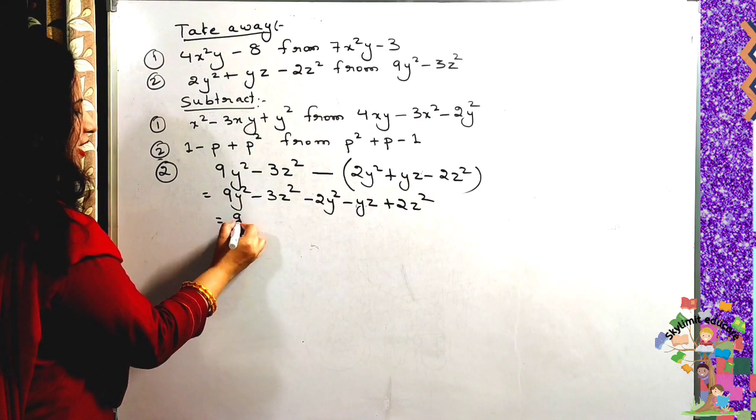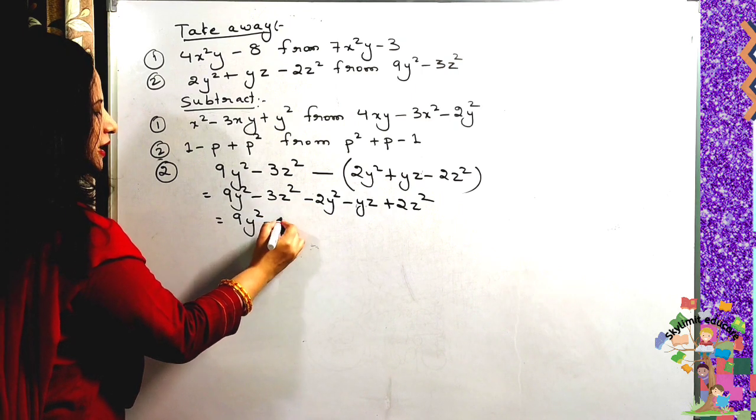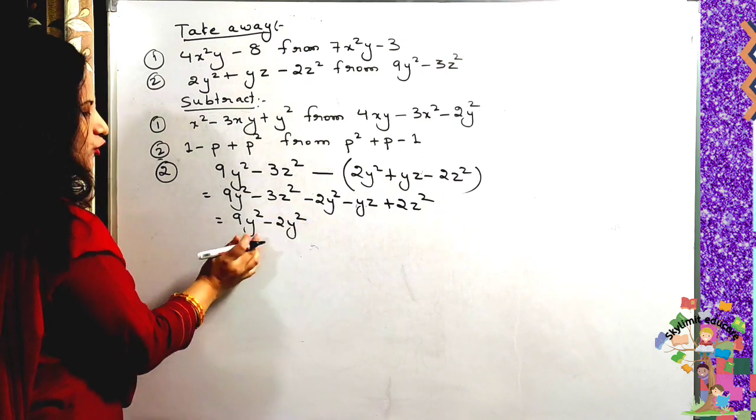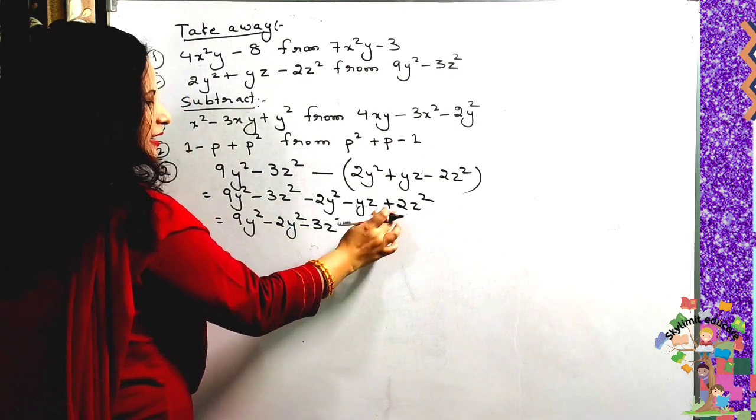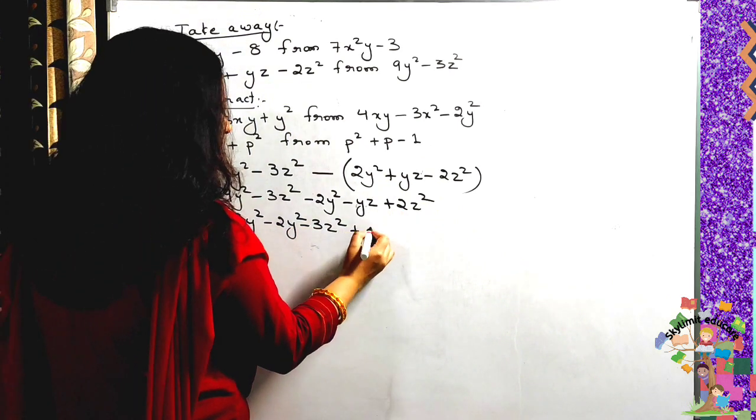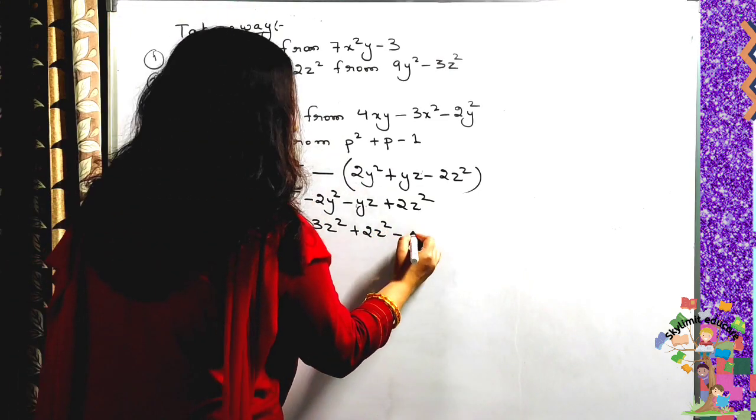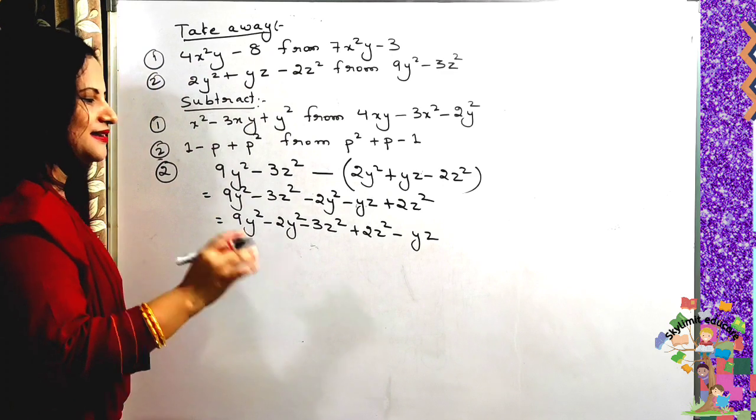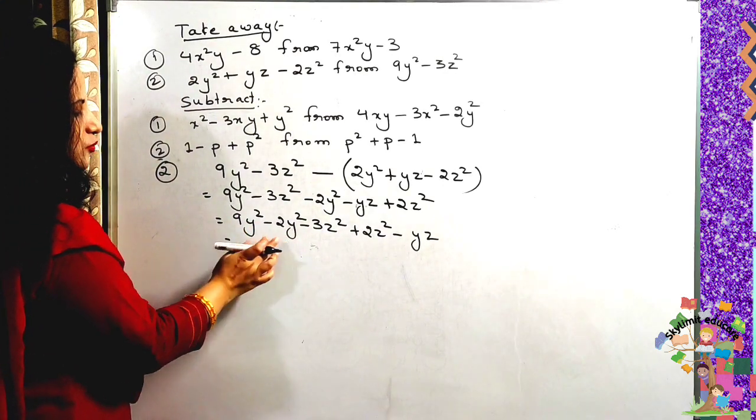First I have 9y square, I will write 9y square. Then I have minus 2y square, both are like terms. Y square I have put together. Next I have minus 3z square, and here I have plus 2z square, so I will write them together. Clear, students? And minus 5z is single, alone. It is having no pair.